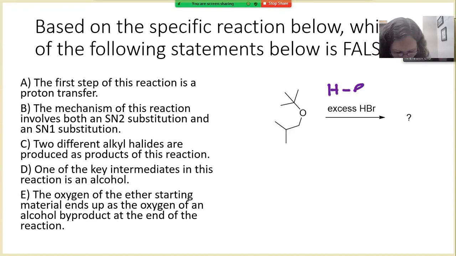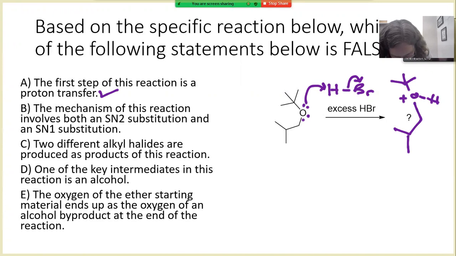We have a very strong acid. So the first step of this reaction is indeed proton transfer. So we can say that, yes, that one is true. Next, let's think about what our product would be from this very first step. We're going to protonate that oxygen and it'll have a plus charge. And so we have this intermediate.